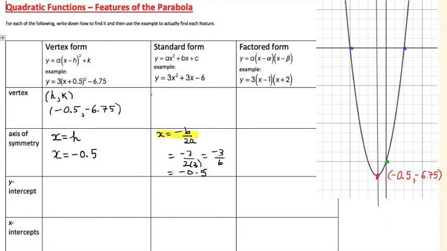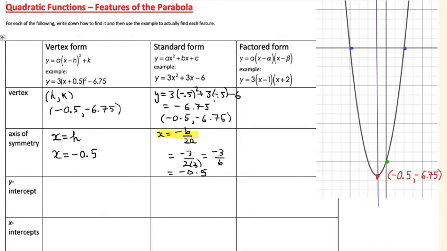Okay, in order to find the vertex, we would then take an x value, the input, and get the y value. So we would have y is equal to 3 times negative 0.5 squared plus 3 times negative 0.5 minus 6. And again, pause and see if you get to it. But what you should be getting to is negative 6.75 as your y. And so therefore, there's our vertex: negative 0.5, negative 6.75.